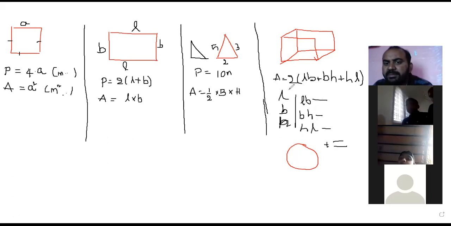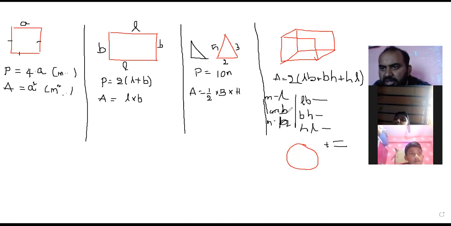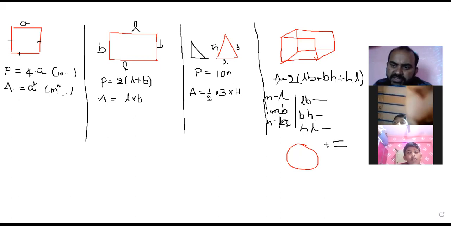Yes, and area and perimeter. But there is one difficulty level in this problem. Out of L, B, H, they will give any two in the same unit but one in a different unit. Without noticing the unit, if you substitute and find the solution, that is option number one only. So while you are solving this problem, the very important thing is to see the units. If units are clear, then your answer is clear.